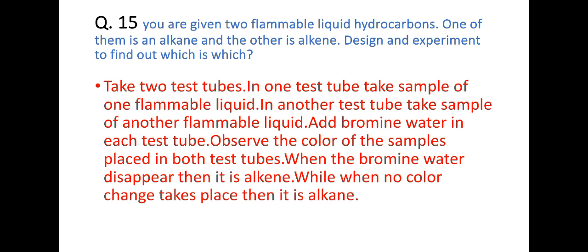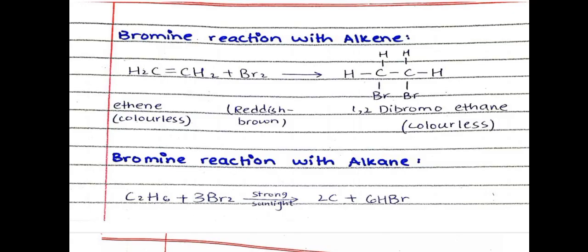When the color of bromine water disappears, then it is alkene, and when no color change takes place, then it is alkane. See the halogenation of both alkane and alkene. In case of alkene, we have colorless 1,2-dibromoethane, and in case of alkane, we have C2H5Br plus HBr, and this could happen in the presence of strong sunlight.